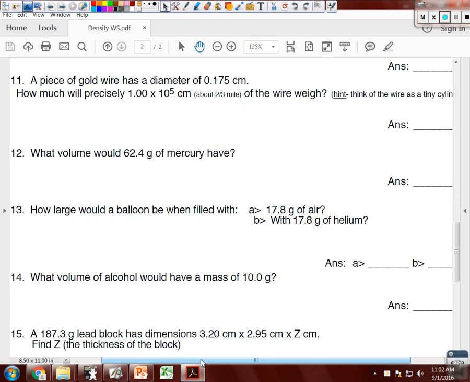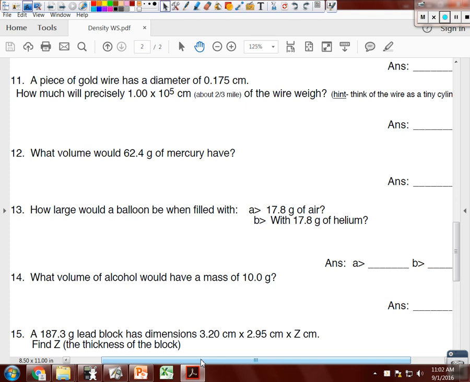Especially when we get to something called Avogadro's number. Yes, not avocado, not that fruit that you eat. Avogadro. It's a G. So, number 11. A piece of gold wire has a diameter of 0.175 centimeters. How much will precisely 1.00 times 10 to the 5th centimeters, about 2/3 of a mile, of the wire weigh?